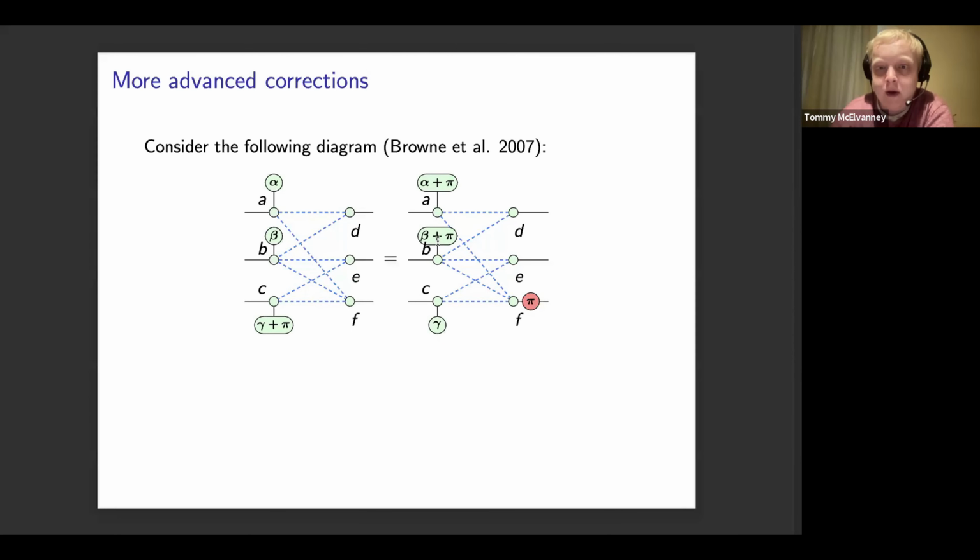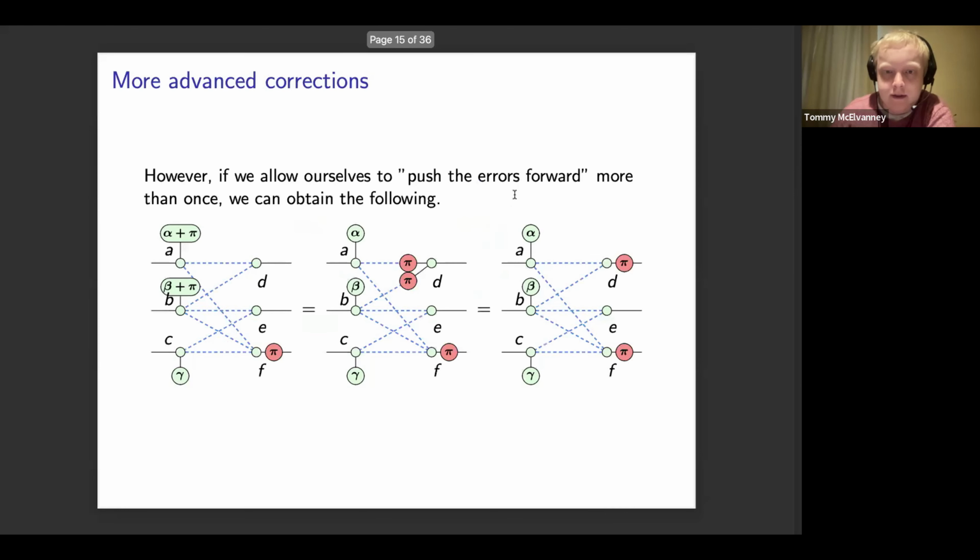However, if we allow ourselves to push the pi phases forward multiple times, we see we could push the green pi on B onto D, and the green pi on A onto D, as follows. And now we end up with just a red pi on D and a red pi on F, which is completely allowed. And so if we allow multiple vertices to appear in the correction set, or multiple vertices to obtain red pi's, then we can get more than we did with causal flow.